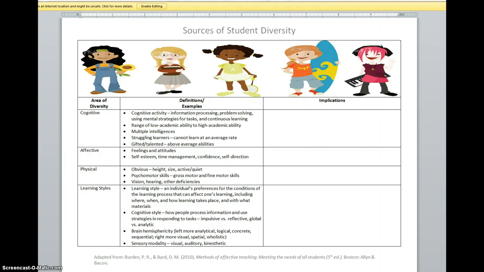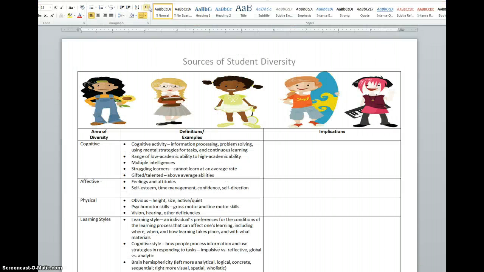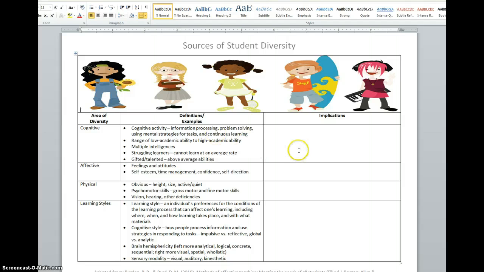This is a discussion about sources of student diversity, and hopefully you have pulled up a document from the shared document section of our website called Sources of Student Diversity, and I have it here on the screen. This is how it came up on my computer, and I click the Enable Editing button, and then you can save it as desired and write in the implications side as we go along and take your own notes along the way.